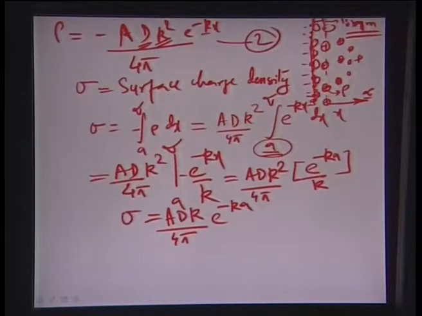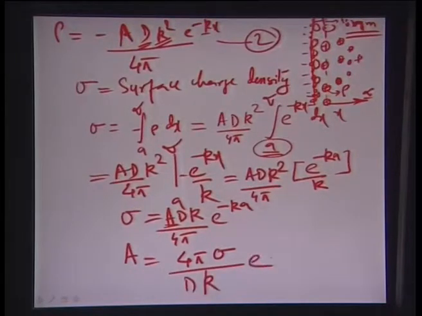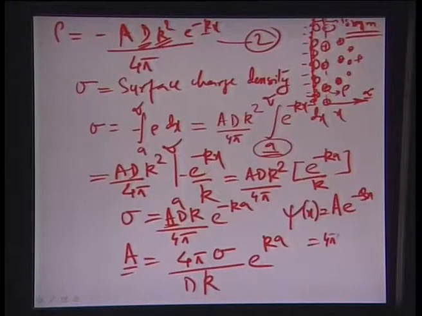Okay. That is what this is, and from that we can estimate, by looking at the surface charge density sigma, the value of a, the coefficient in the solution of the Poisson's equation. So, a here would be represented as 4 pi sigma divided by d k and e to the power of k a. Okay. That is how a can be represented, and essentially the potential function, which is also a e to the power of minus k x, becomes 4 pi sigma by d k.